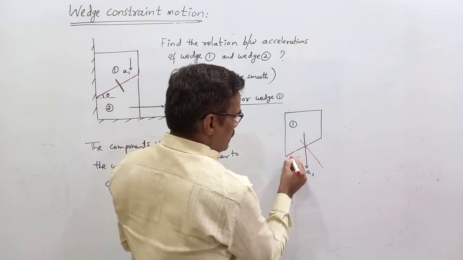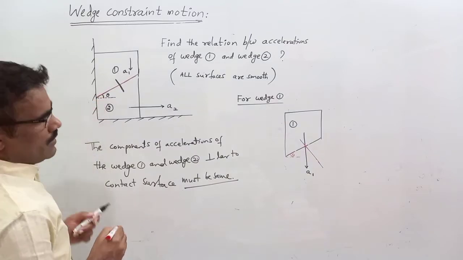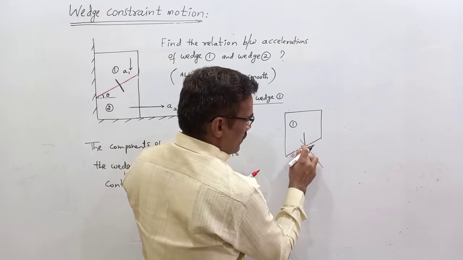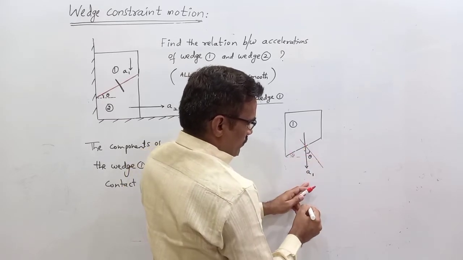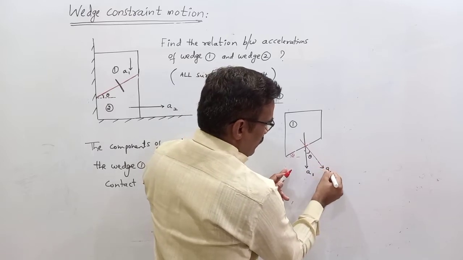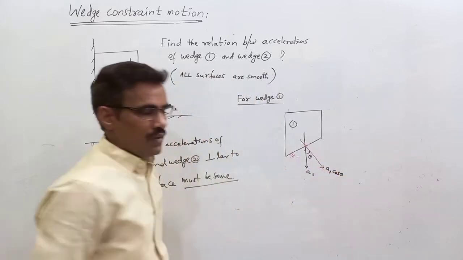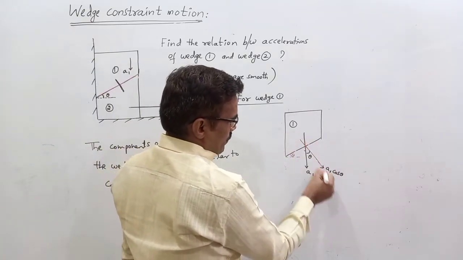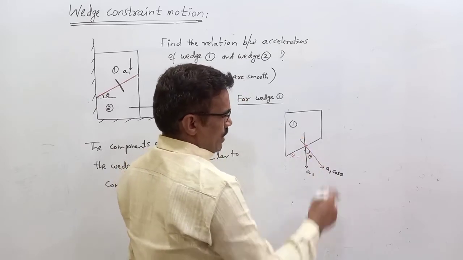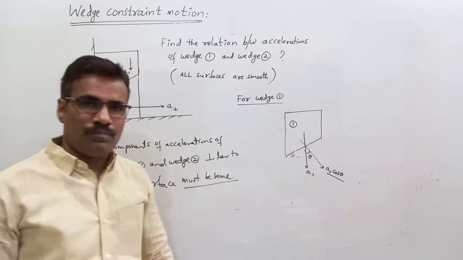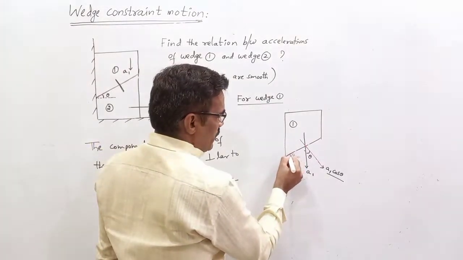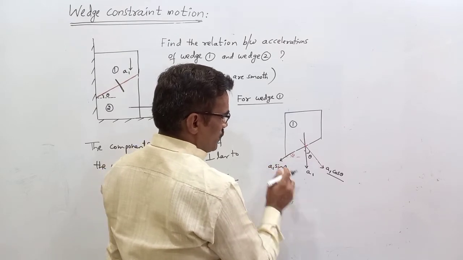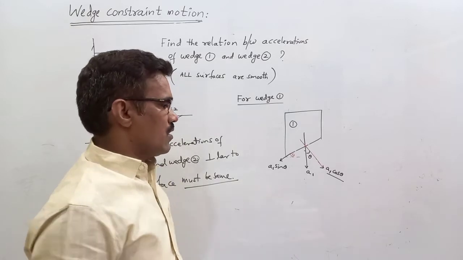Here we know this is theta, and this is 90 minus theta. What about here? Theta. So this is A1, and on this side A1 cos theta. Perpendicular to the contact surface is A1 cos theta. Parallel to the contact surface is A1 sin theta, and there is no use for that one. So here A1 cos theta.